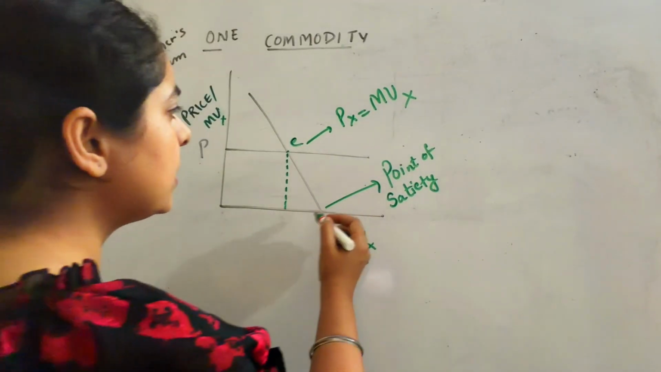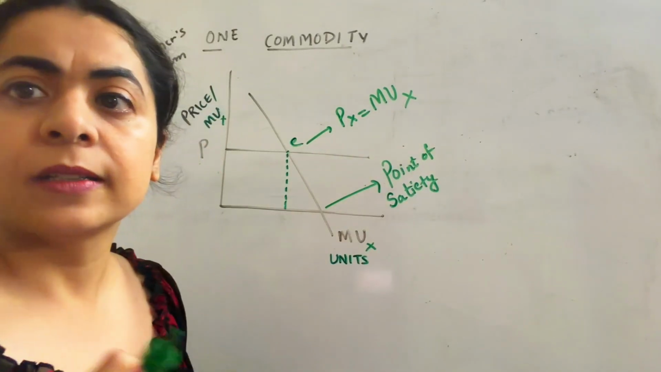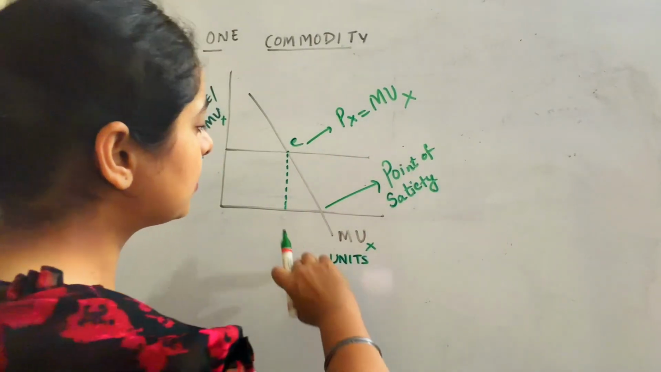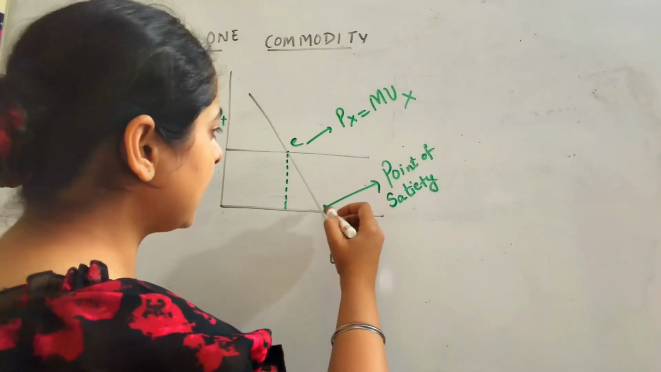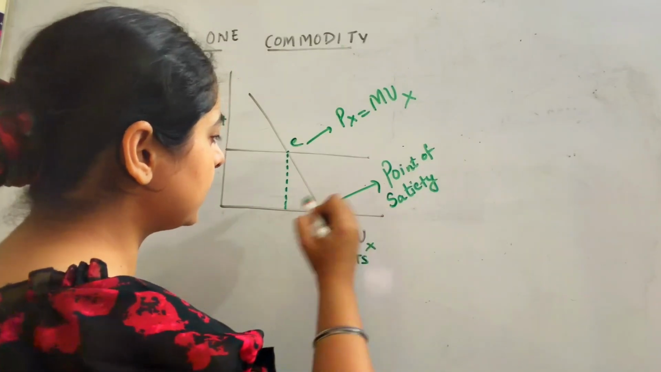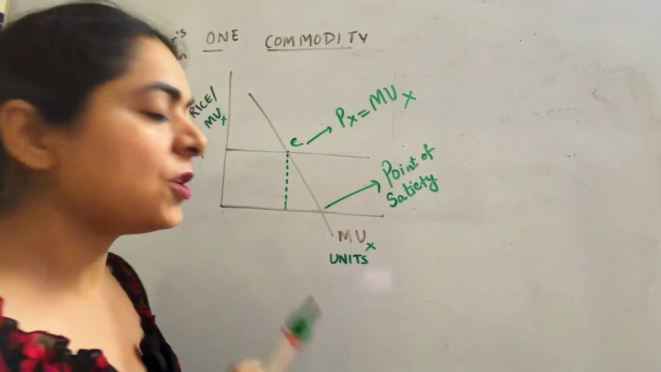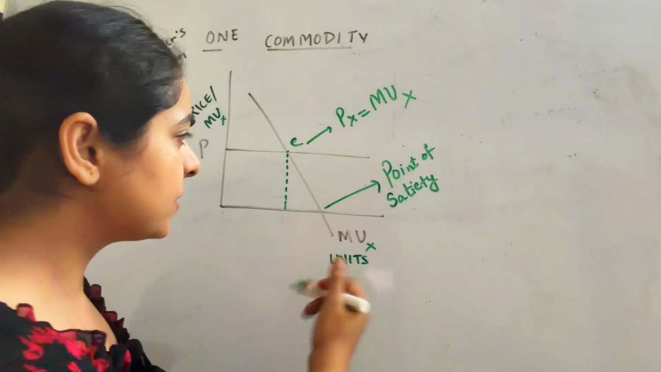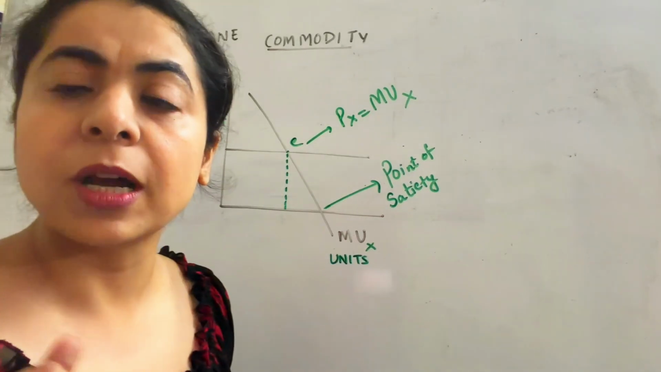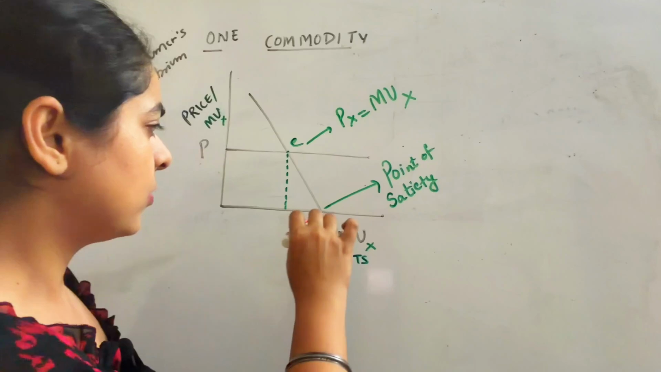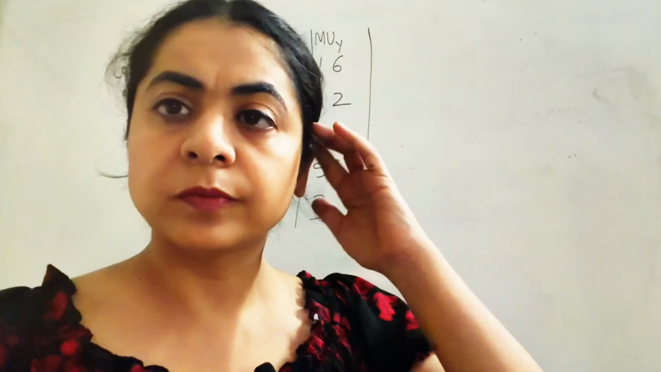In this diagram, we can also see the point of satiety. That means as a consumer keeps on consuming additional units, at this particular point of satiety marginal utility is 0. And after this point, if he keeps on consuming, then marginal utility will be negative.